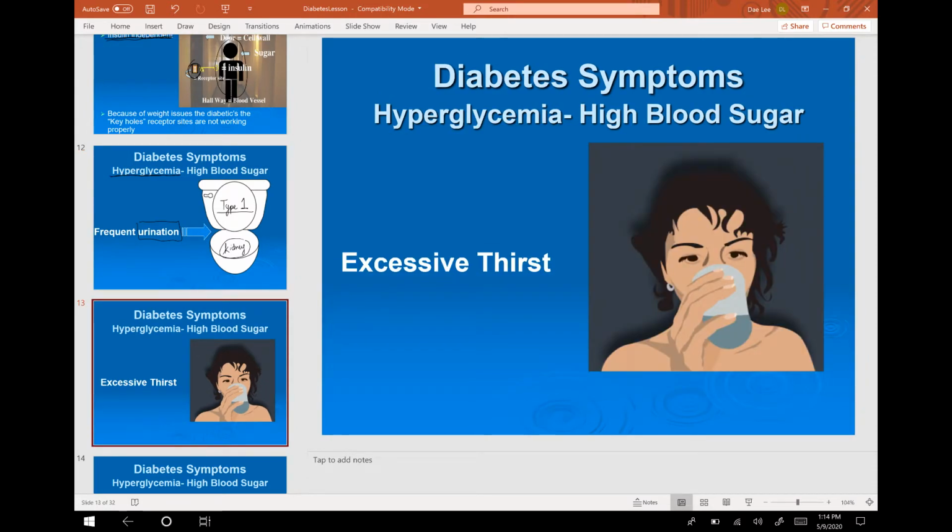This is also complicated by the fact that people have excessive thirst. Again, this is another mechanism of your body. What your brain tells your body when you have a heavy weight to your blood is that you need to drink more. The body thinks that by taking in more water, you're going to dilute the blood, which means make it thinner.